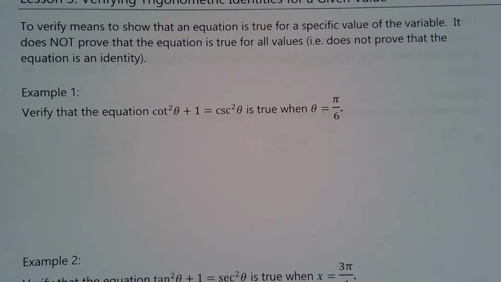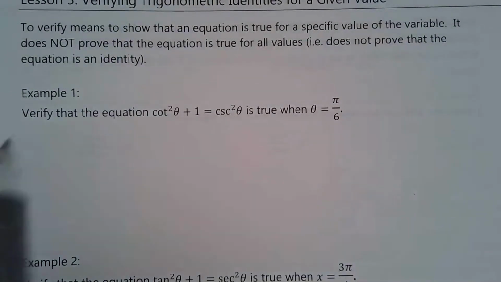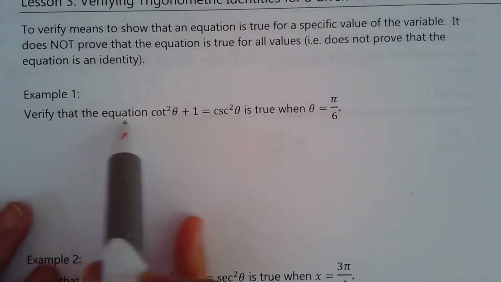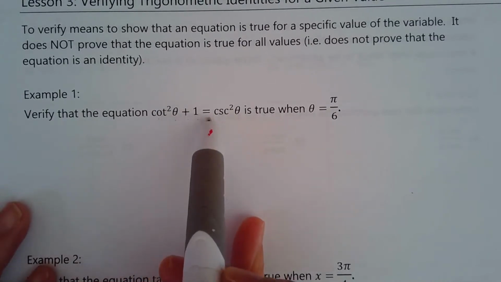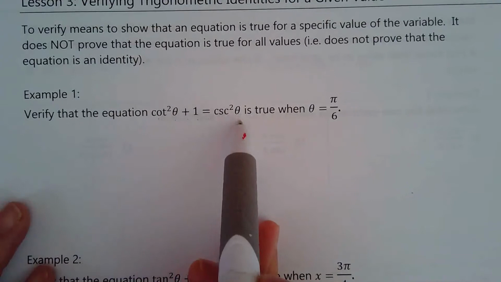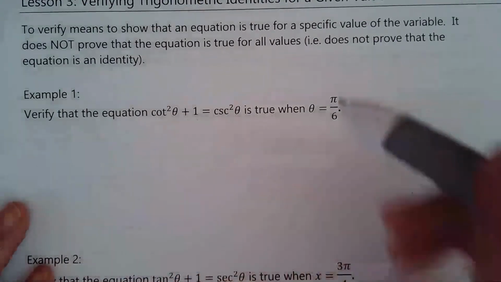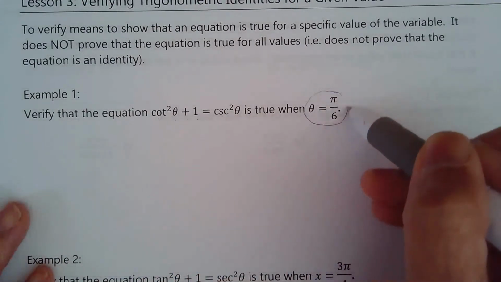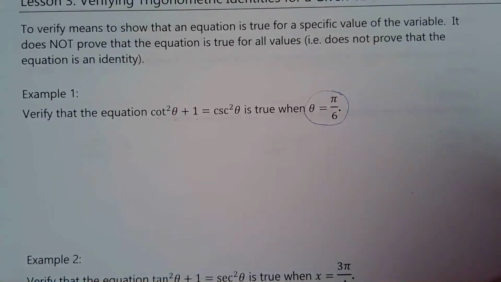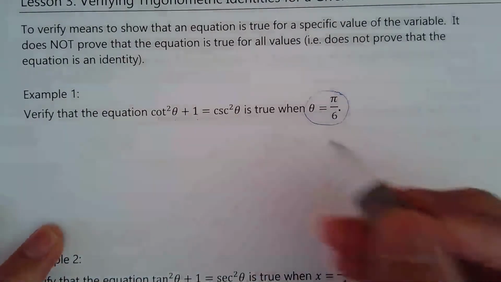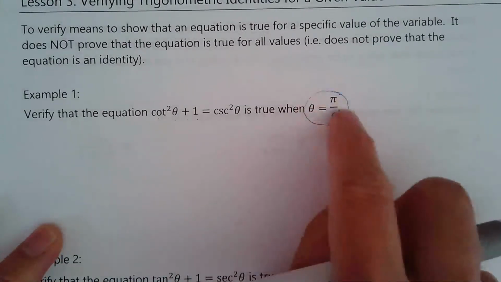So here, example number 1, verify that the equation cot squared theta plus 1 is equal to cosecant squared theta is true when theta is pi over 6. Okay, so let's see if we could figure this out. Well, where is pi over 6?